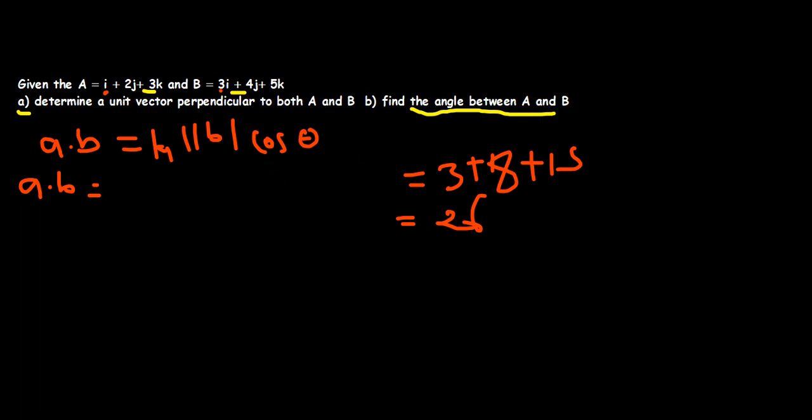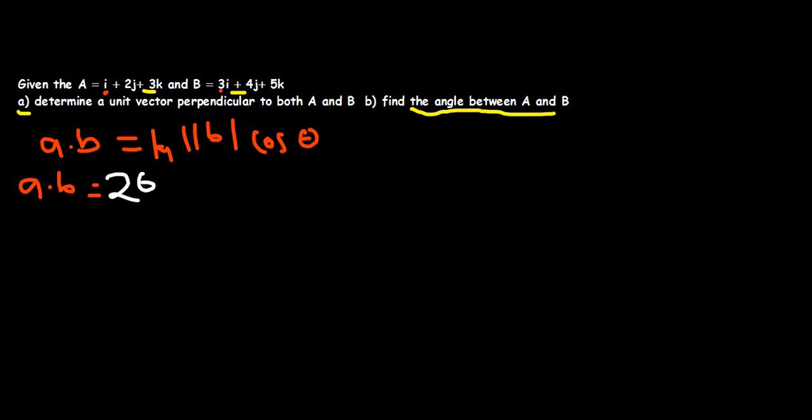So always when you're finding the angle, you use the dot product. So A dot B here, we found it to be 26. So I'm going to write the 26 there. So A dot B is that. And then let's find the magnitude of A. So magnitude of A is going to be equal to, we get this vector here. So it will be 1 squared plus 2 squared plus 3 squared. And then we take the square root there.